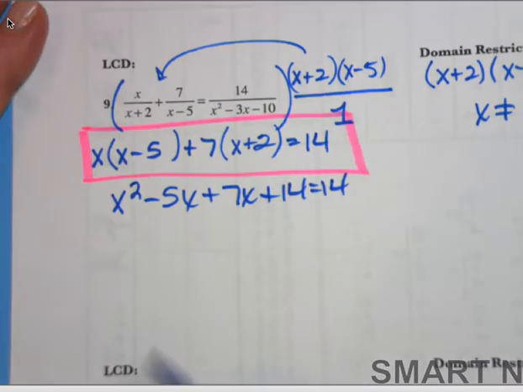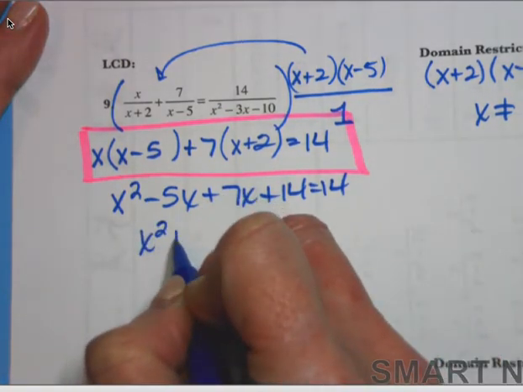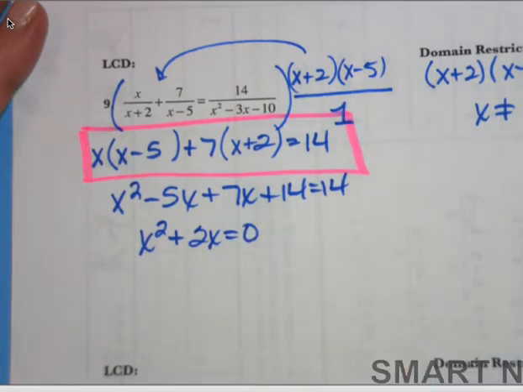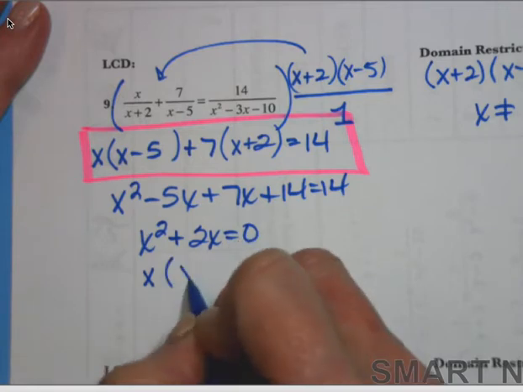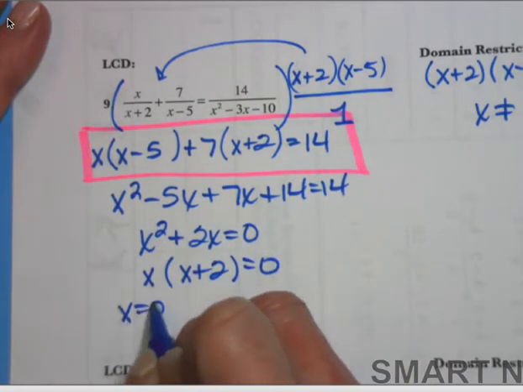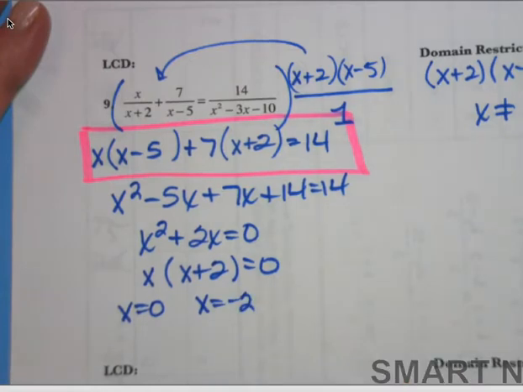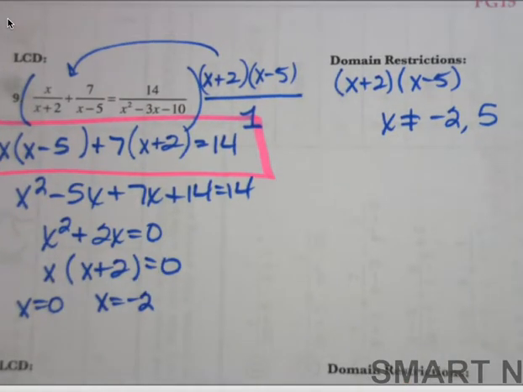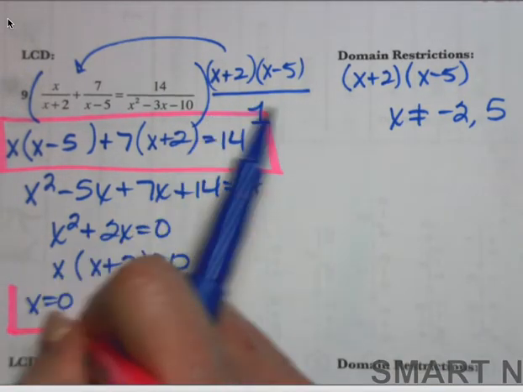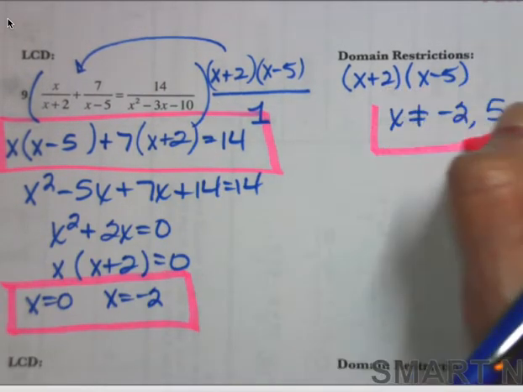And cleaning all this up, I'm going to end up with x squared plus 2x, setting that equal to 0. This is just simply GCF factoring. So my two solutions, 0 and negative 2. And once again, I compare my solution set to my excluded value set.